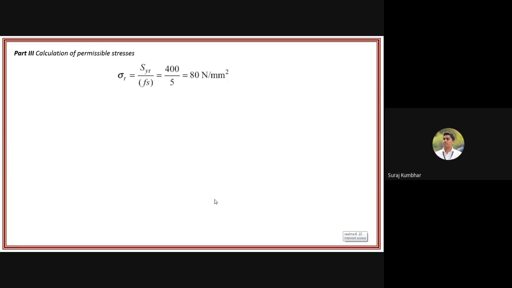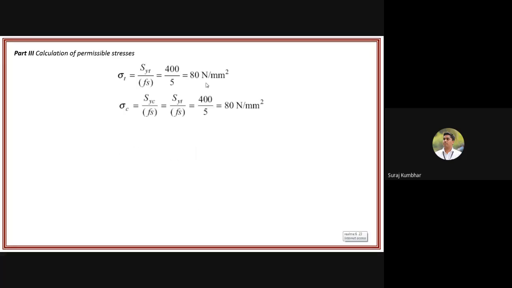The permissible stress is the yield strength divided by the factor of safety. We already know the yield strength is 400, and we assumed plain carbon steel with a factor of safety of 5. So 400 by 5 is equal to 80 Newton per mm square. This is the permissible tensile stress value.